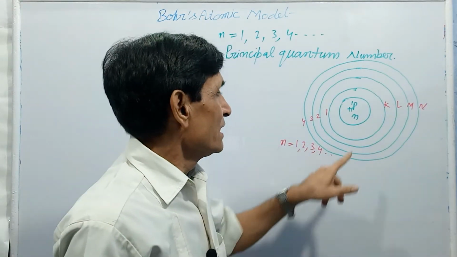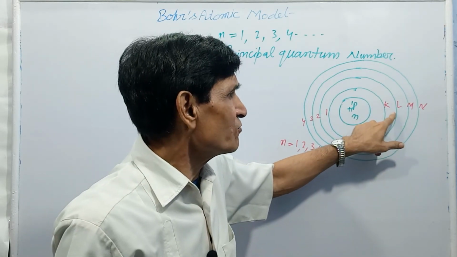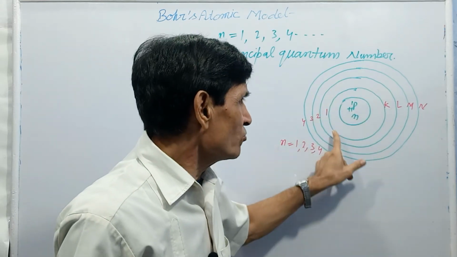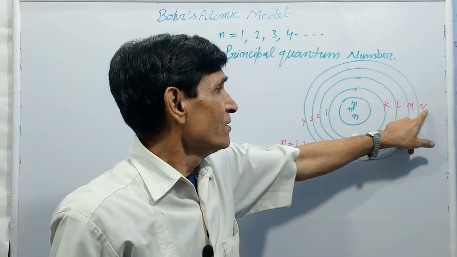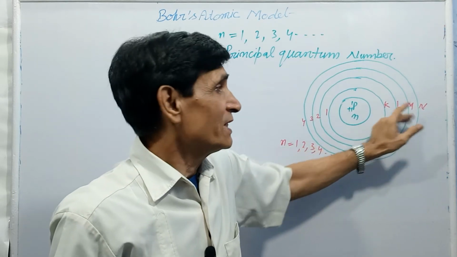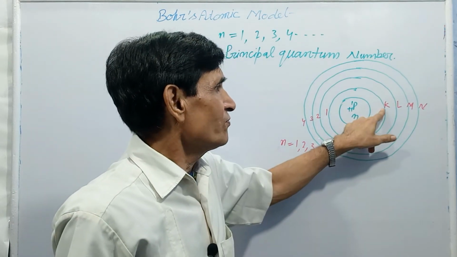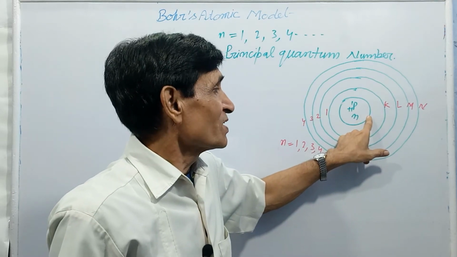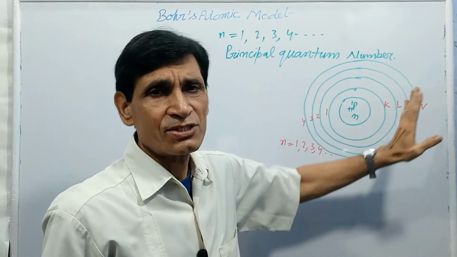Next point, the energy of the cell increases with the increase in the distance between nucleus and the cell. The cell nearest to the nucleus, that is the first cell, has lowest energy, and the cell farthest from the nucleus has highest energy. With the increase of distance, energy is increasing.